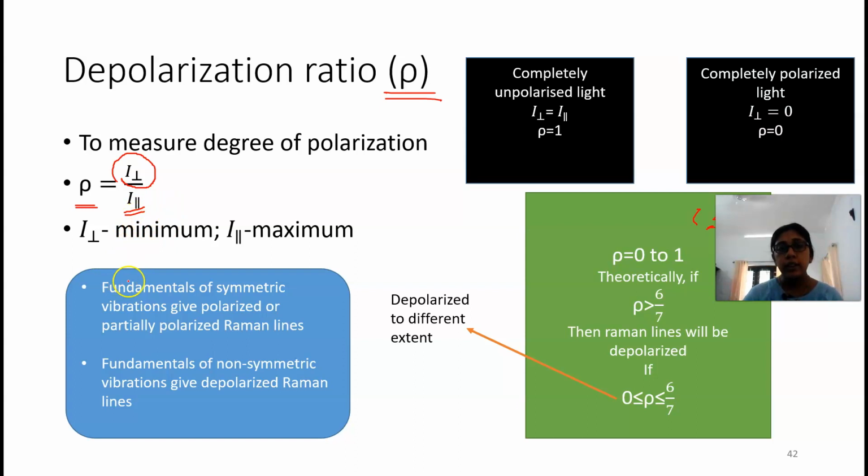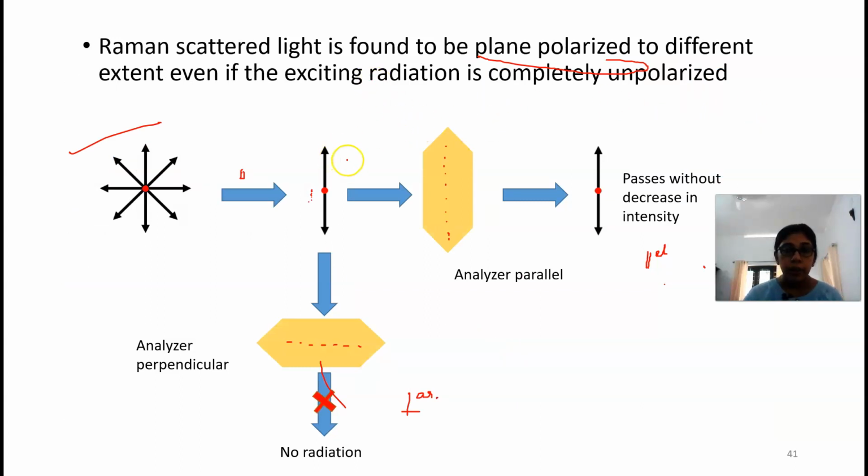When the unpolarized light that is passed through the sample is completely polarized, completely converted to linearly polarized light, in that case I perpendicular will be equal to 0. So here we have described a completely linearly polarized case. When complete polarization has taken place, it will pass only if the corresponding axis of the crystal is parallel to the plane of polarized light. Otherwise, if it is perpendicular, no radiation will come out of the analyzer.